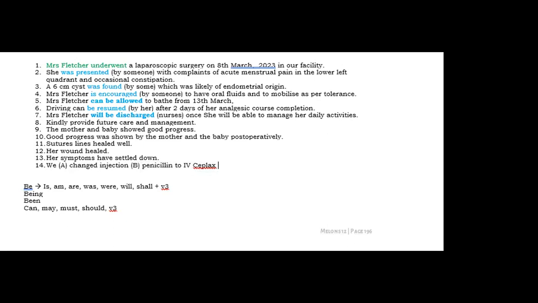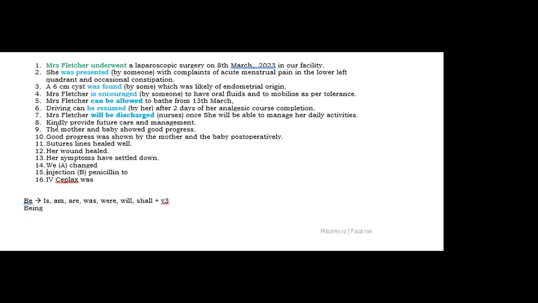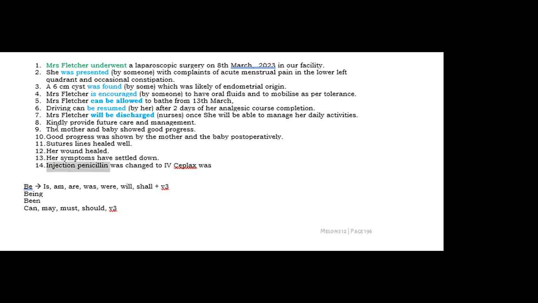How to convert? This is converted this way. IV Ciplax. Okay, I'll show you. We changed injection to. Sorry, we changed the what? Injection. Okay, sorry, injection was changed to. Sorry, I made a mistake. Injection was changed. Injection penicillin was changed to IV Ciplax. Okay, see, this is it. So this is also possible.